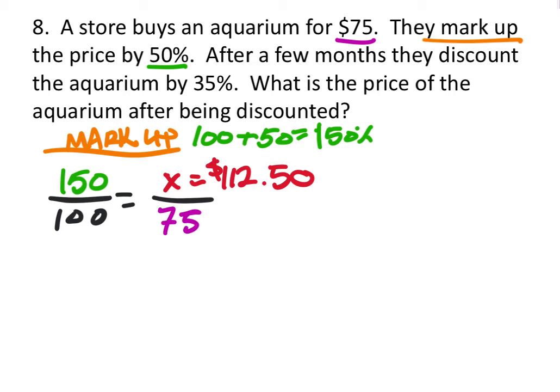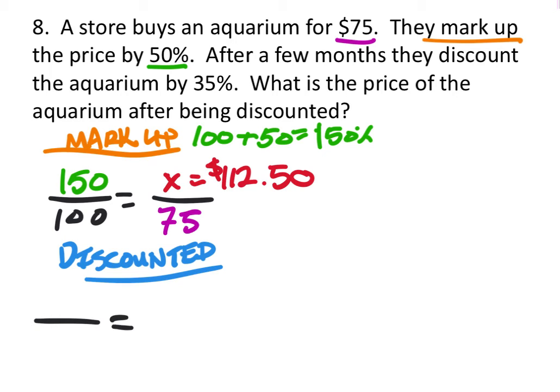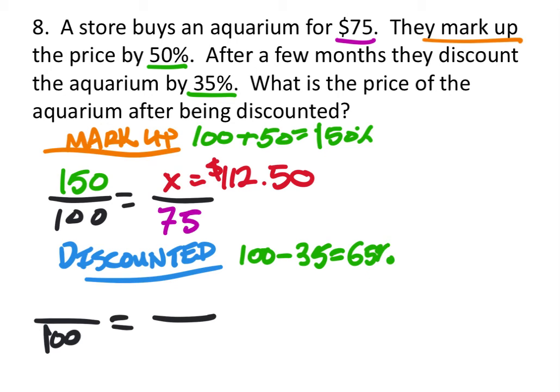So now we're going to find the discounted value. Discounted. There we go. All right, so another percent proportion. Get the 100% there. But let's look at the percent again. Okay, now it's 35% off. It's discounted 35%, which means you would have paid 100% if you would have paid $112.50. But we're going to take 35% off of that value, which would be 65%. So that's the percentage I'm going to use in the percent proportion.